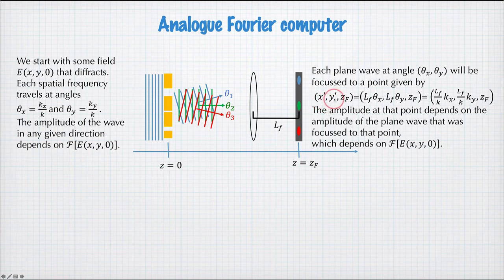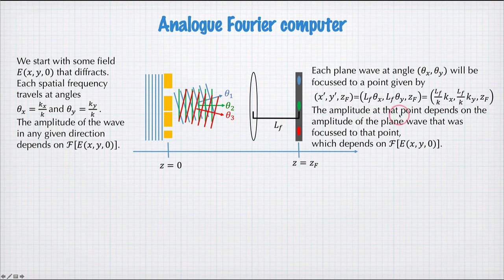And the coordinates x dashed and y dashed will be given by the angle of the wave, multiplied by the focal length of the lens. And that'll be true for the x and y directions, and here ZF is, again, the focal plane. The angles can be written in terms of kx and ky. But remember, kx and ky can be computed as the Fourier transform of the aperture.